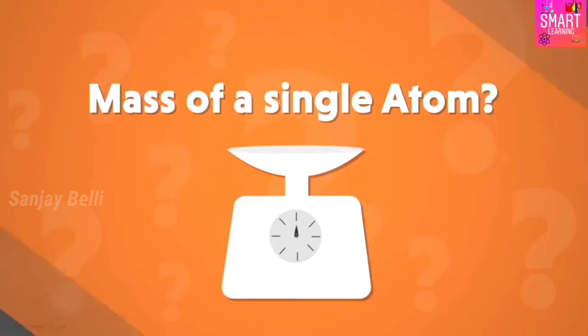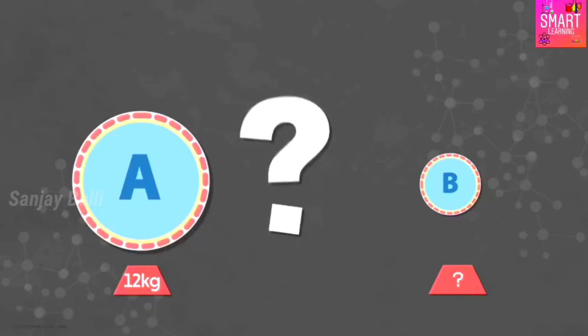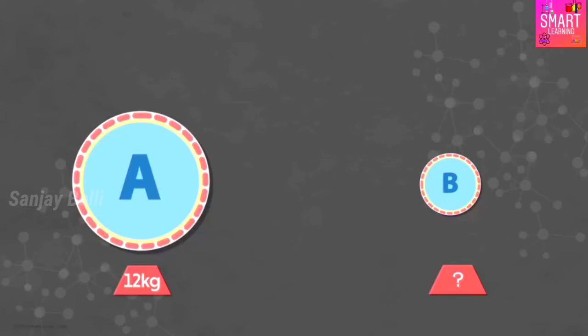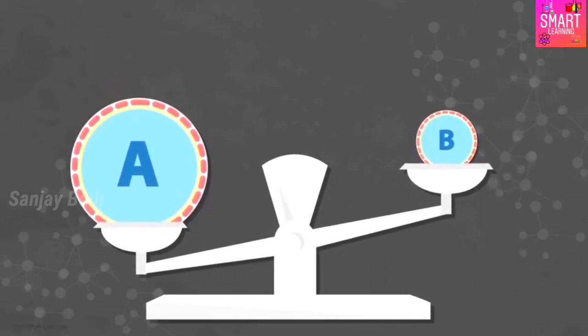Imagine we have two objects A and B. Object A weighs around 12 kgs, is what we know. But we do not know the weight of object B, and that is what we need to find. How do we find that out? We just have the weighing balance with us. Let's put them on either side of the balance and see what happens. Clearly, object A is heavier.